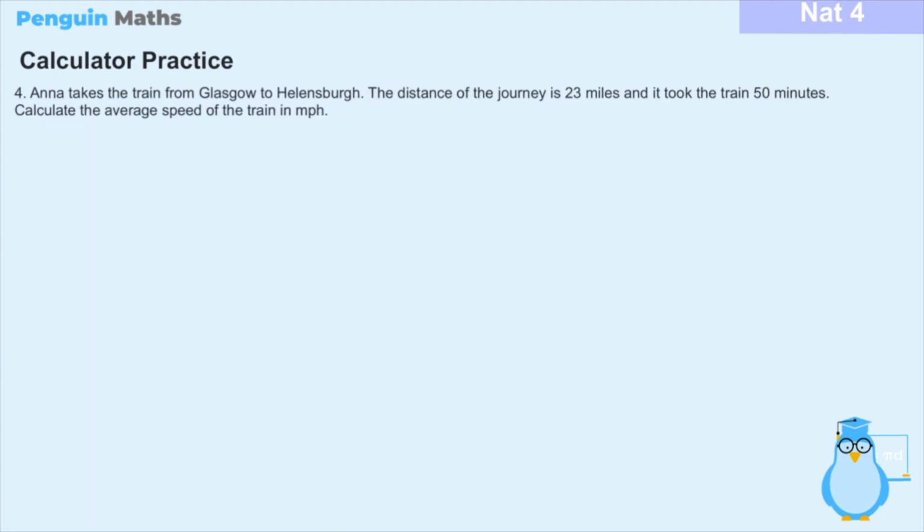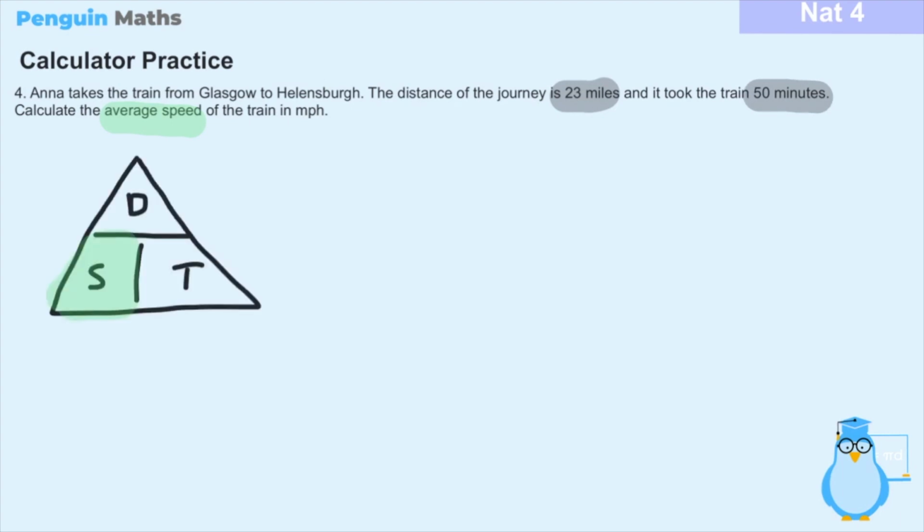Okay, so the fourth and final question for this lesson, we are told that Anna takes a train from Glasgow to Helensburgh, and the distance of the total journey is 23 miles, and it took the train 50 minutes, and we've been asked to calculate the average speed of the train in miles per hour. So straight away from looking at the question, we can recognise that this is a speed, distance, time problem, because we are asked to calculate the average speed, and we're given a distance which is 23 miles, and we're also given a time of 50 minutes.